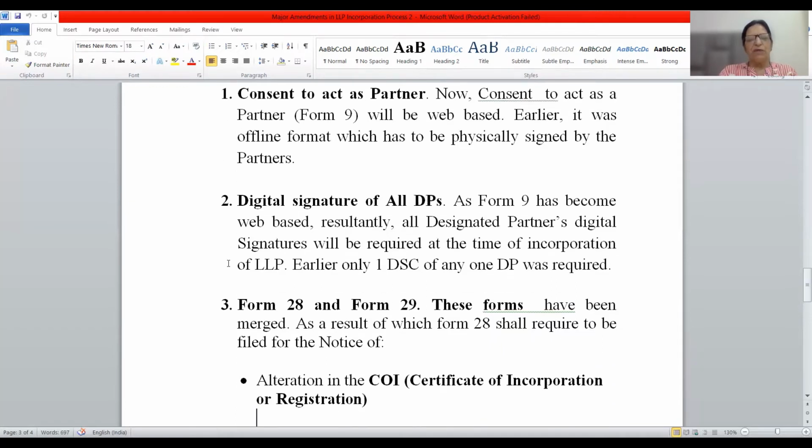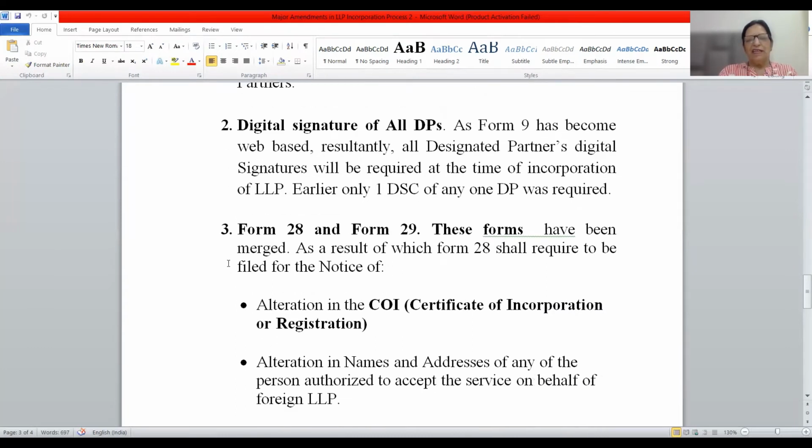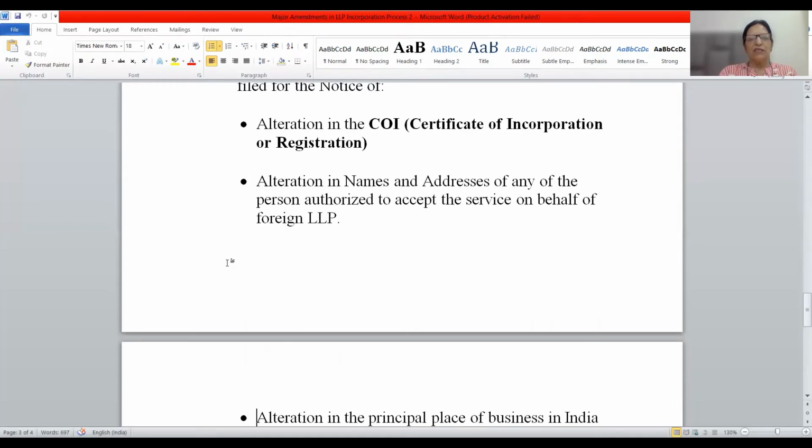Next one is form number 28 and 29. These two forms have been merged, as a result of which form 28 shall now be filed for the notice of the following. These are the purposes for which form number 28 needs to be filed. The first one is alteration in the COI, Certificate of Incorporation or Registration. Any alteration in the Certificate of Incorporation or Registration, in that case form number 28 needs to be filed.